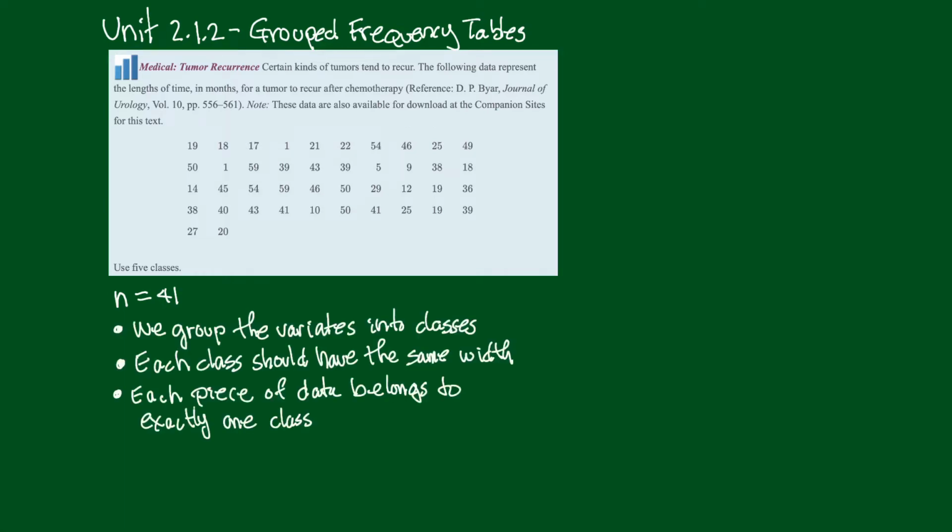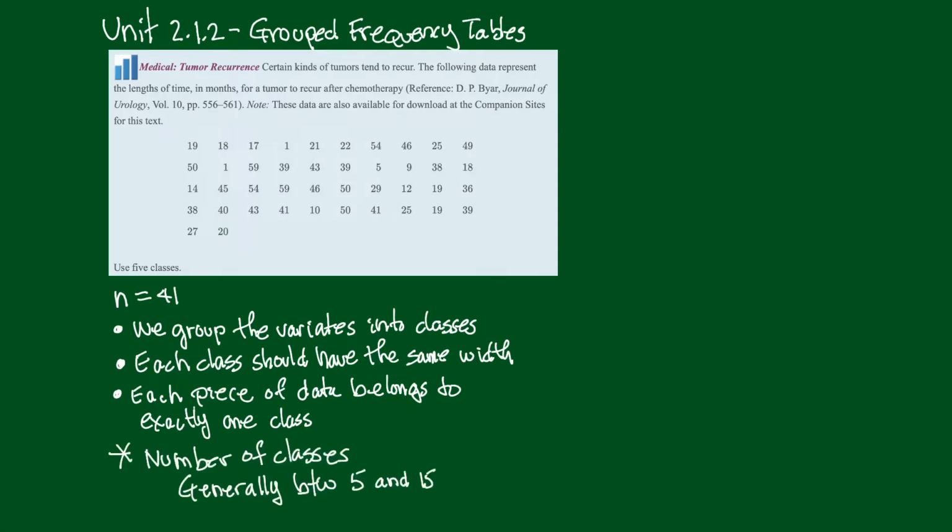Here's how we're going to make the table. So we are going to group the data into classes. Now you can see here, this problem is asking us to use 5 classes. We'll see how to get that. But we're going to group the data into classes. And then what we want is that each class should have the same width. We'll talk about that as we do it. And each piece of data has to belong to exactly one class.